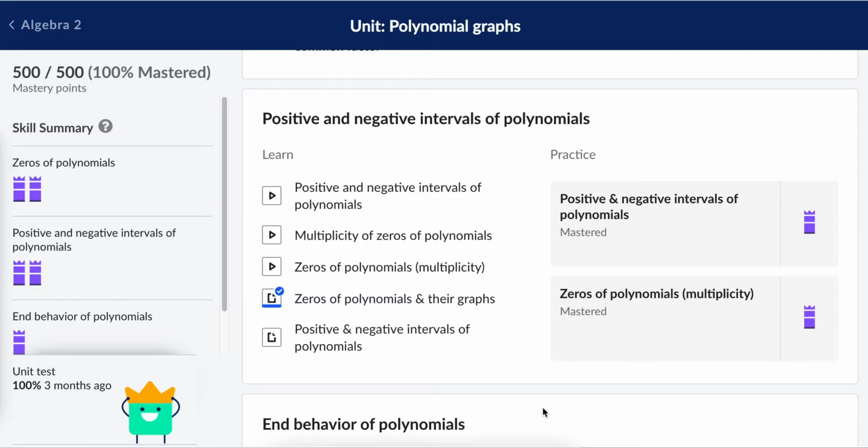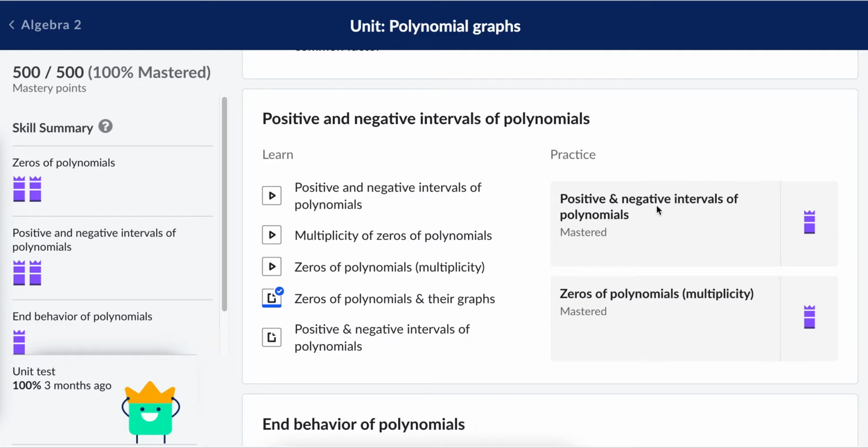Hi, we're going to take a look at two things today in the positive and negative intervals of polynomials. This is just taking a look at sections on the x-axis, so intervals is what we call them, right? Whether the polynomial function is positive or negative, and what that means is whether the y value of the function when you graph it is above the x-axis or below the x-axis. So those are the things we're going to look at today. I'll explain as we go along.